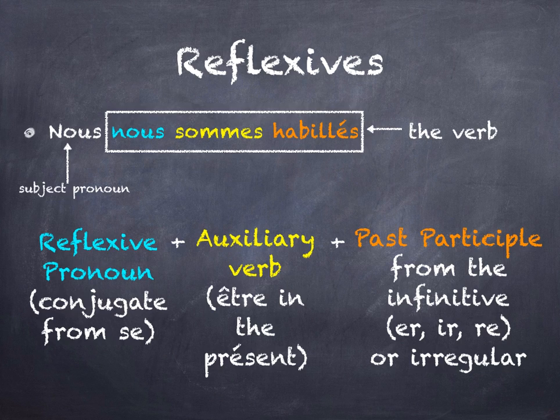Just like before, nous is our subject pronoun. That's telling us who is doing the activity of dressing ourselves. And our entire verb is all three words. The reflexive pronoun is considered part of the verb. So the reflexive pronoun plus the auxiliary verb plus the past participle all form the entire reflexive passé composé verb. We have to have all three together.